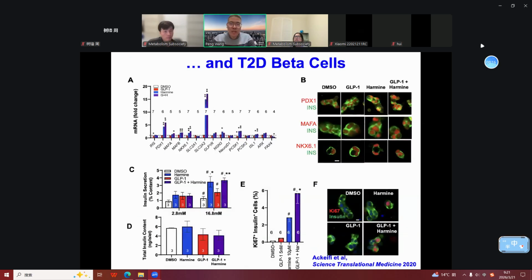So this is not only happening in normal beta cells, it's also happening in type 2 diabetes islets. So this is potentially useful for future type 2 diabetes treatment.